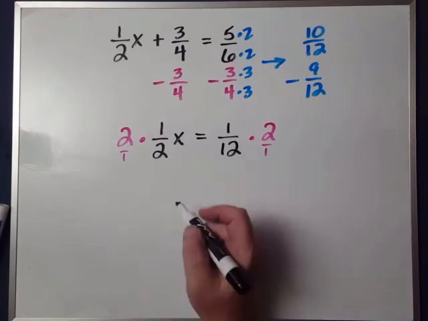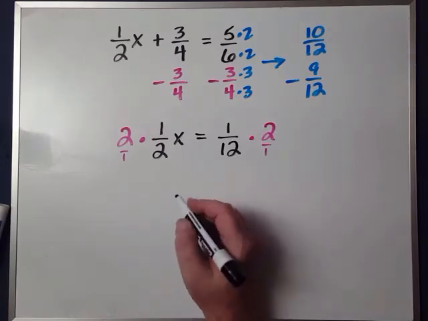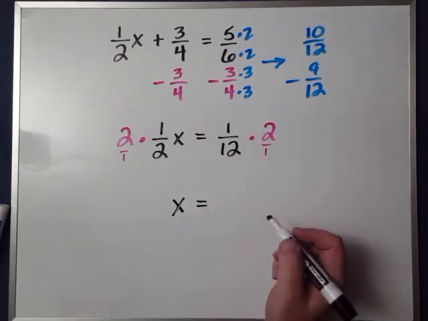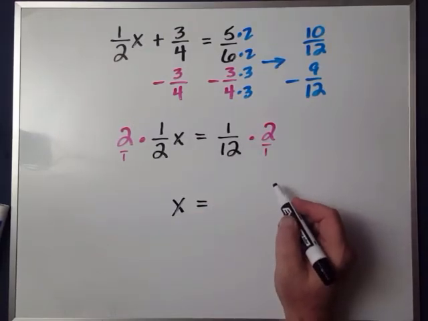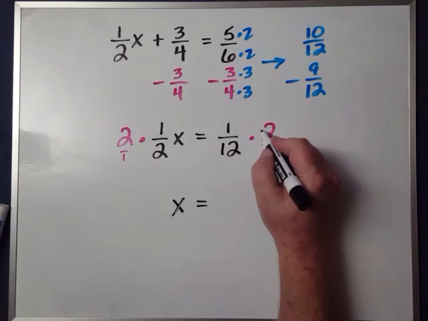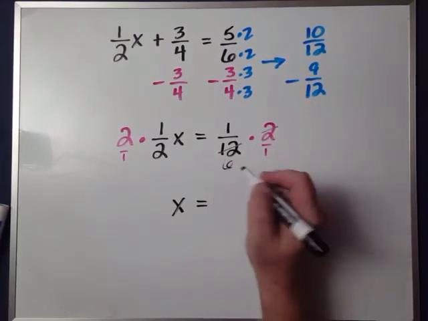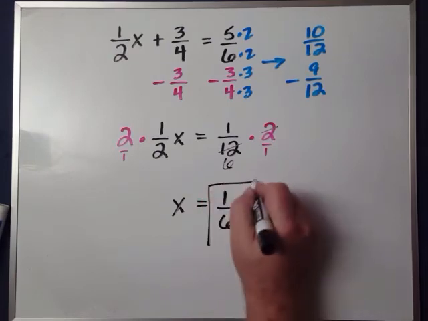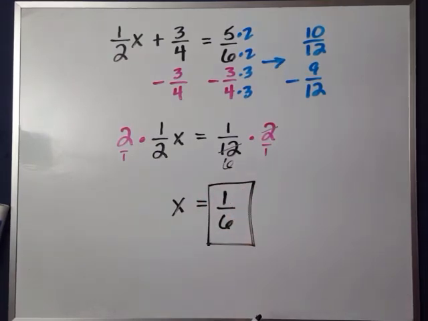On the left, the 2's cancel to leave 1x, or simply x. On the right-hand side, you could multiply the tops, multiply the bottoms, and reduce. You'd get 2/12, which is 1/6, or you can cross-cancel. 2 goes into 12 6 times, which also gives you 1/6. So 1/6 is my solution. We could plug it back in to verify that it makes the original statement true.